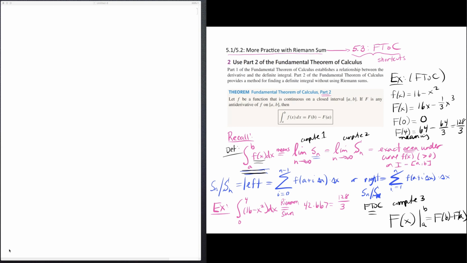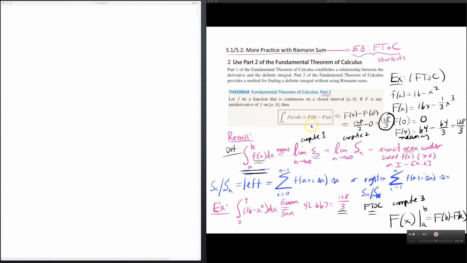Okay, so now that you found f of 4 and f of 0, the fundamental theorem of calculus says that you need to subtract those, f of 4 minus f of 0, which is 128 over 3 minus 0, otherwise known as 128 over 3, which is what we got from the Riemann sum. So this has just been a short video on how to use the fundamental theorem of calculus part 2 and putting that into the context of the limit definition of the definite integral.